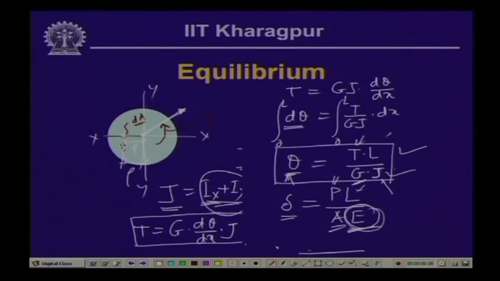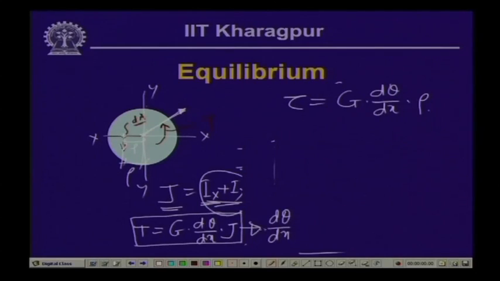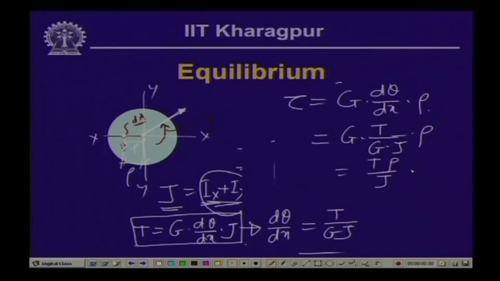Now, if we like to relate the shear stress with the twisting moment, because of the application of the twisting moment the shear stress gets generated, and if we like to evaluate that, we had seen tau is equal to G d theta/dx times rho. Now, from the earlier expression, we can see that d theta/dx is equal to T by G J. So, if we substitute for d theta/dx as T by G J, this gives us G times T by G J times rho. So, this gives us T rho by J, or tau by rho is equal to T by J.